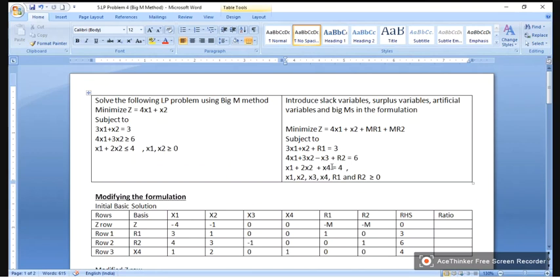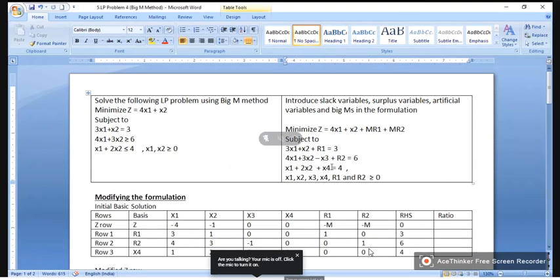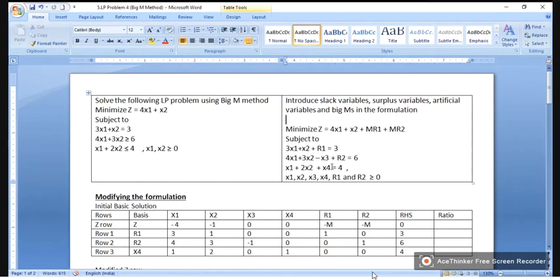R1 is a basic variable, R2 is a basic variable, x4 is also a basic variable. Their values are 3, 6 and 4. This is a very important point. We did the same way in the previous problems. You can cross check. Now we do like this.